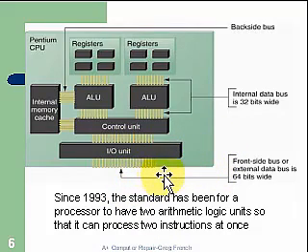Since 1983, the standard has been for a processor to have two arithmetic logic units so that it can process two instructions at once.